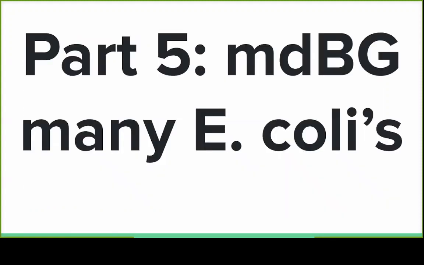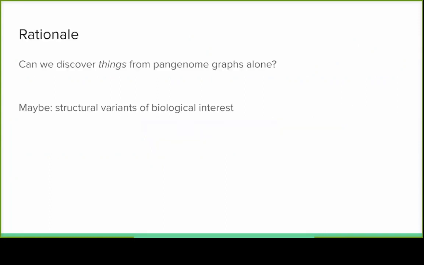Oh yeah, I have part 5. Maybe not so much time. I just wanted to show and discuss one thing, which is to discover things from pangenome graphs alone. Not by mapping reads to the pangenome graph, but just constructing the graph. Can you get some information from it? Maybe structural things. The case I wanted to make is that it's maybe possible to discover something interesting from this graph, which I've constructed but not analyzed fully. It's MDBG of all the E. coli genomes.